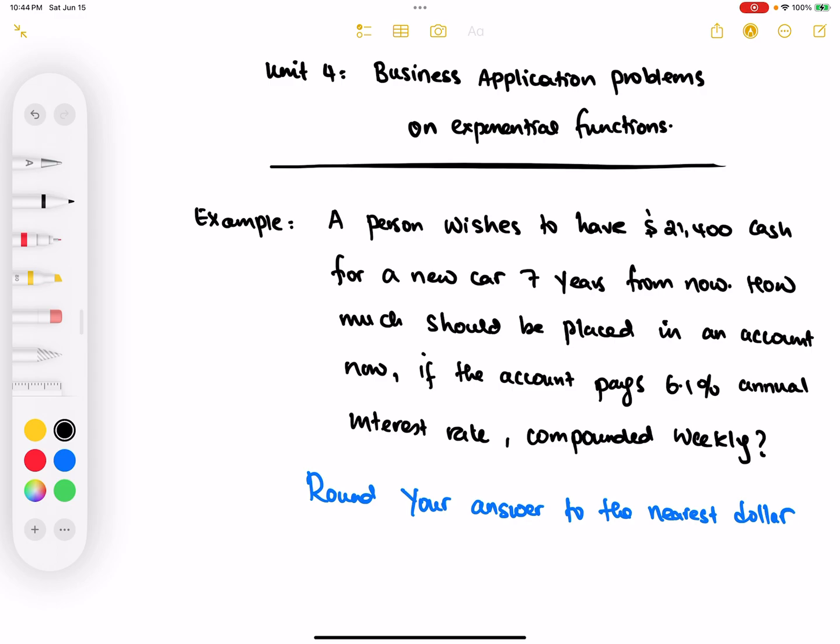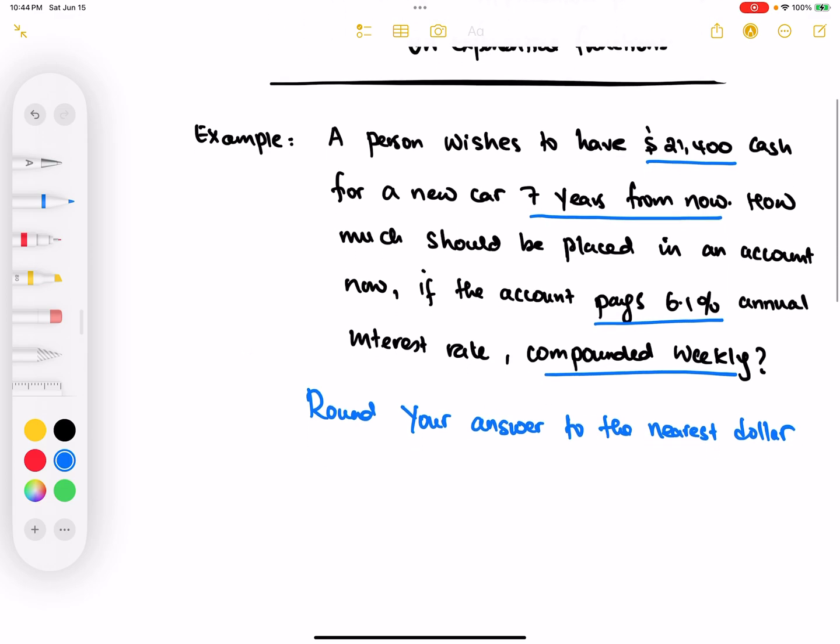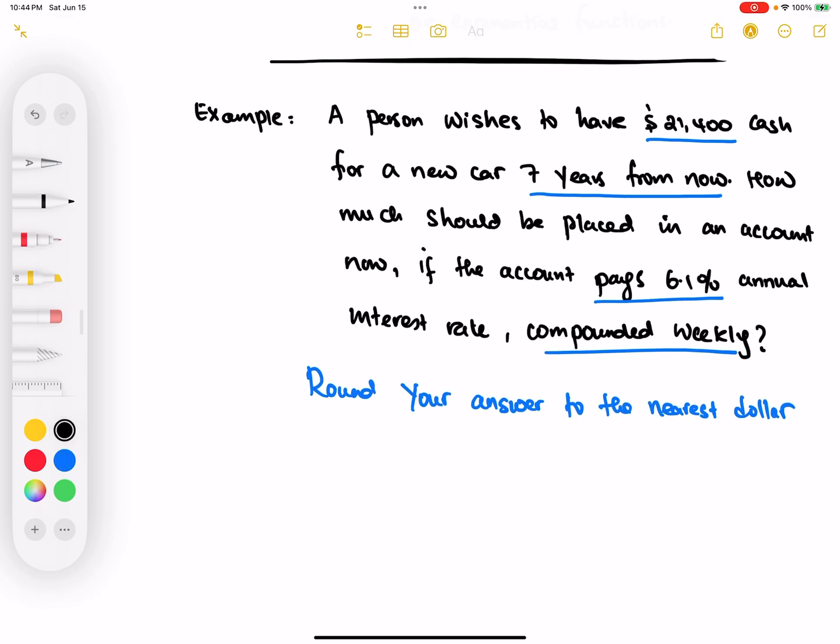A person wishes to have $21,400 cash for a new car 7 years from now. So these are important. How much should be placed in an account now if the account pays 6.1% annual interest rate and compounded weekly? These are very important. So from this problem, you can see that you have to identify the givens.